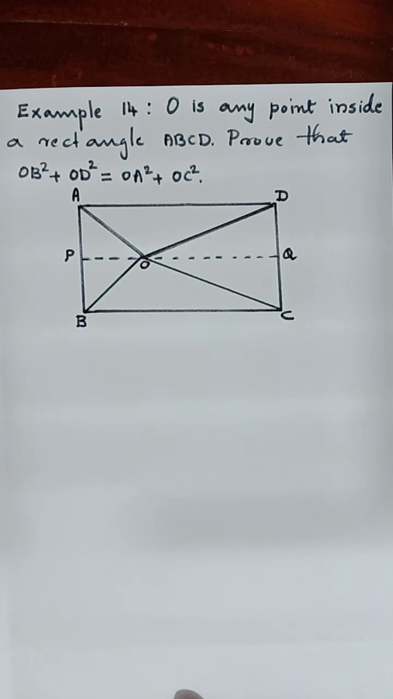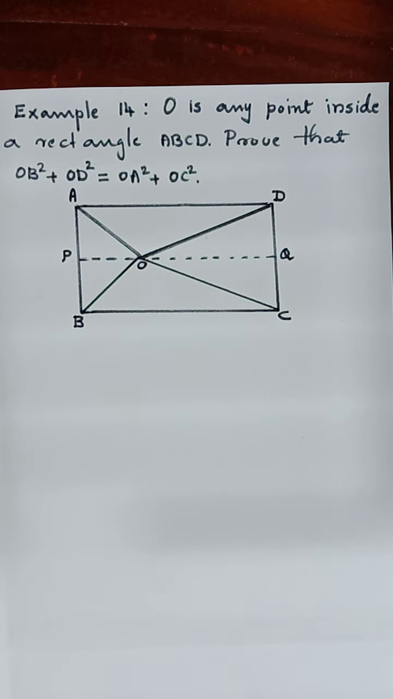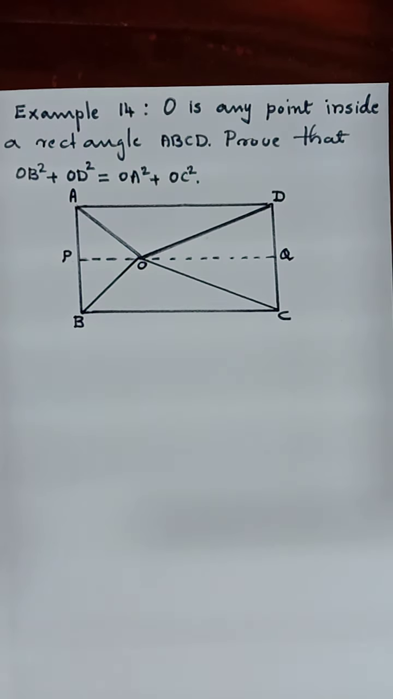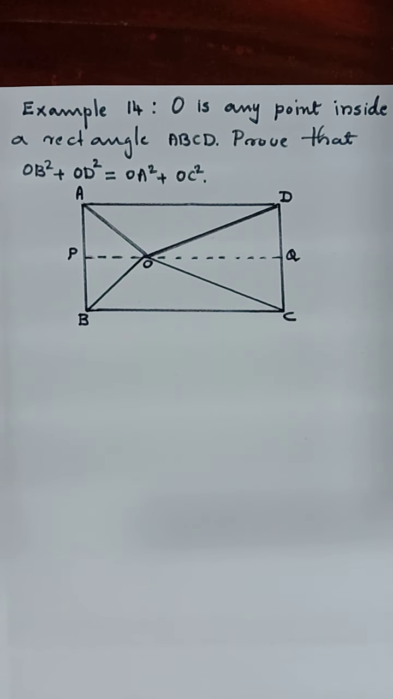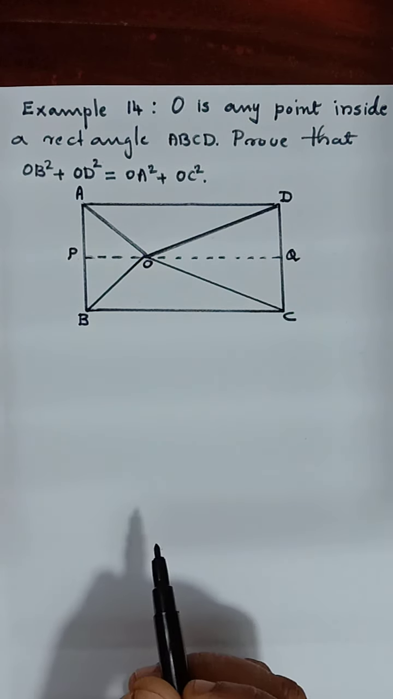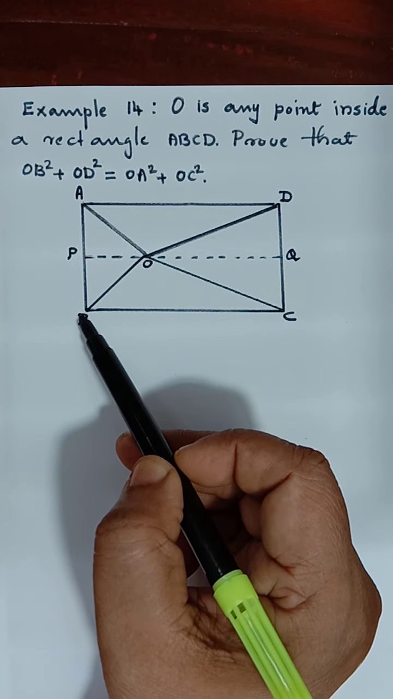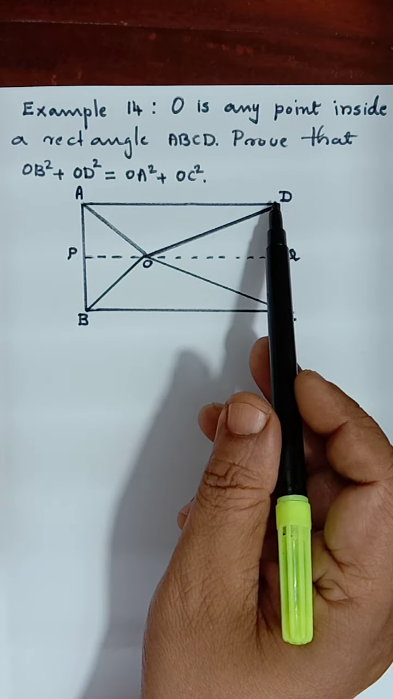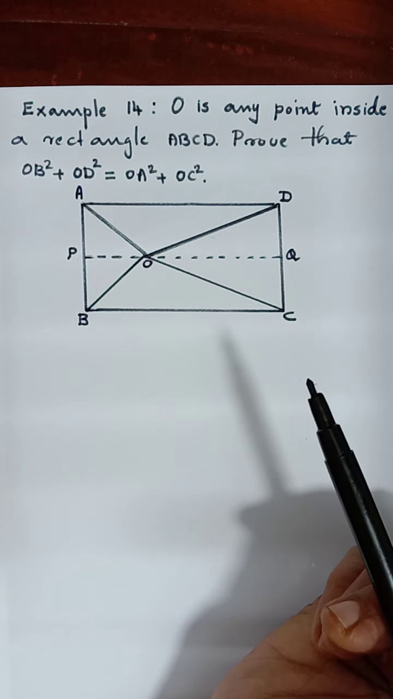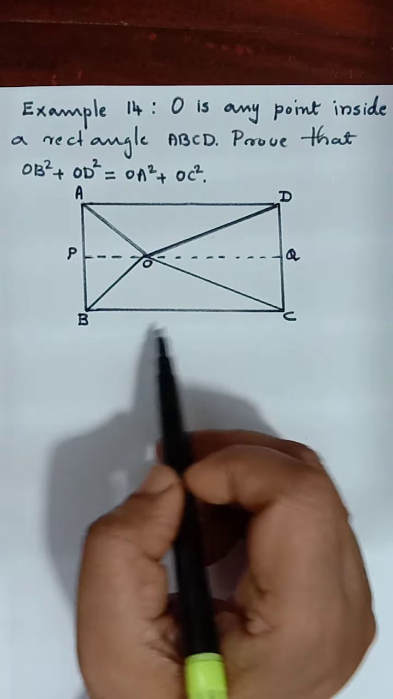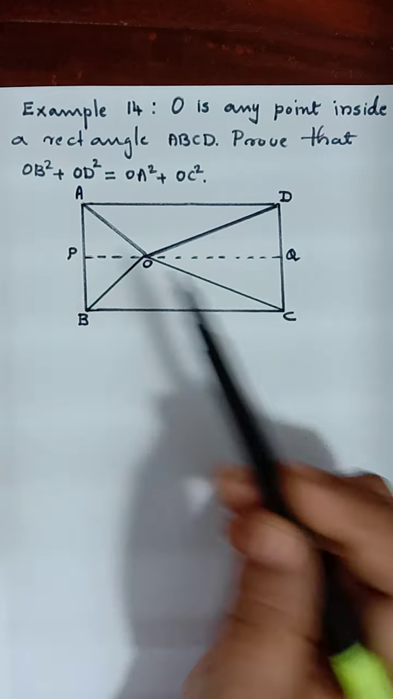Okay children, this is the last question. Example 14. O is any point inside a rectangle ABCD. Prove that OB square plus OD square is equal to OA square plus OC square. Here ABCD is a rectangle, that is a clue given.